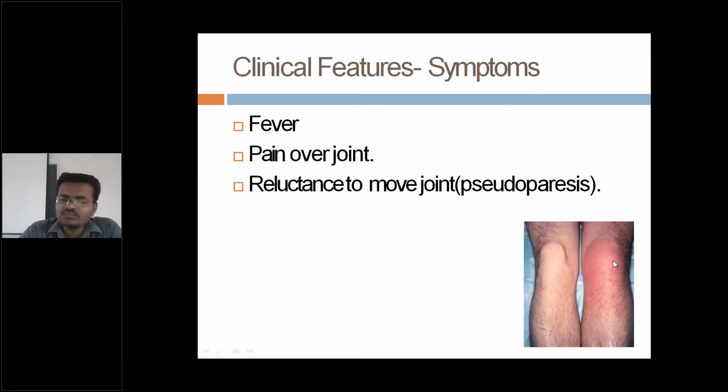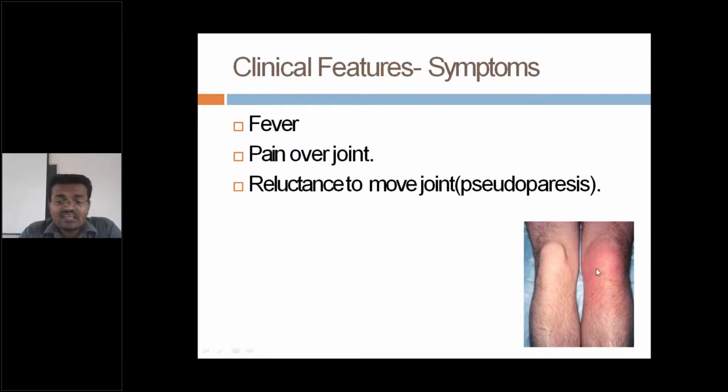You know the cardinal signs of inflammation, right? Calor, rise of temperature. Rubor, redness. Dolor, pain. Because of this, there will be redness here as compared to the other joint, and the patient will have fever due to bacterial infection. There will be fever, pain over the joint, and pseudo paralysis.